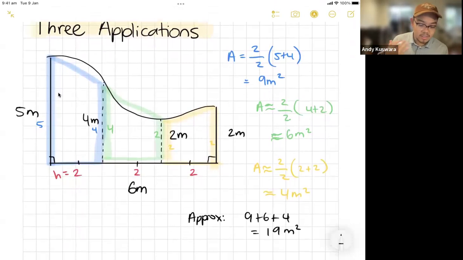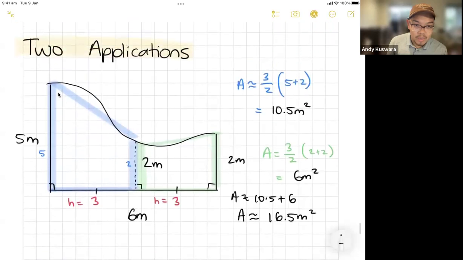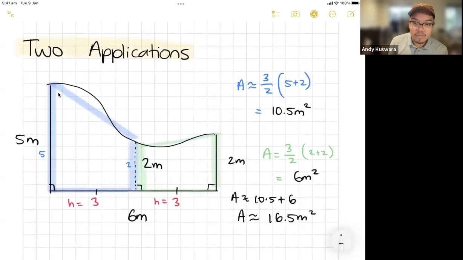So that's the idea. There's multiple applications you can do. Just keep in mind, however many applications, that's how many trapeziums you'll have to draw and work with.